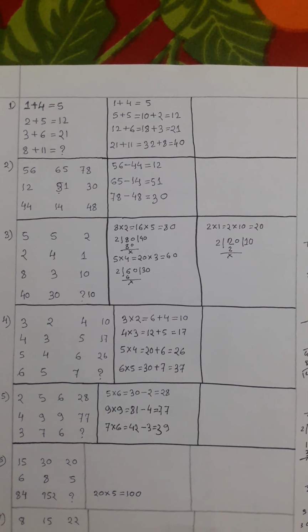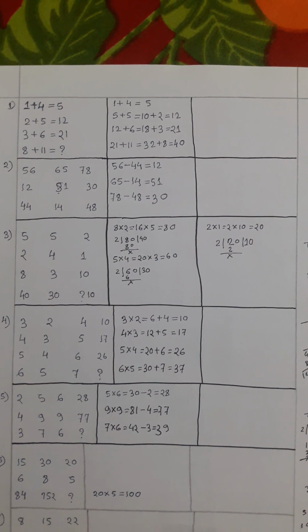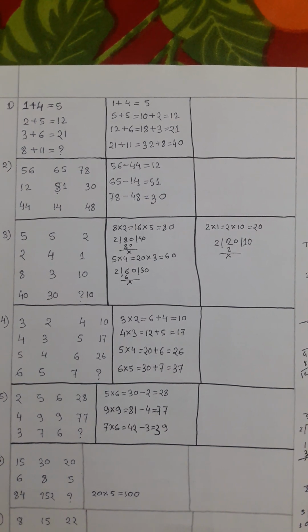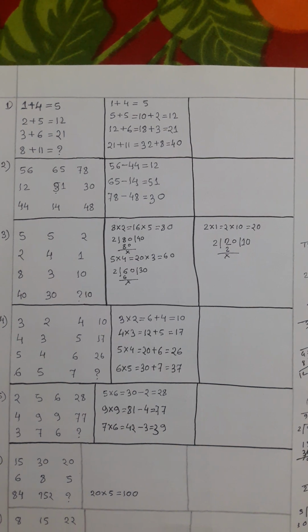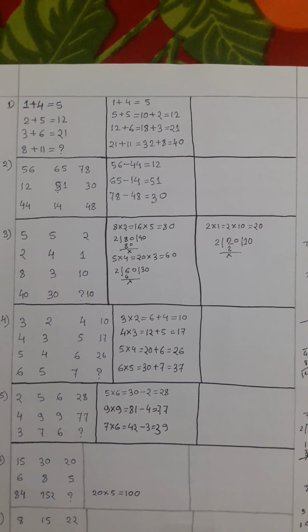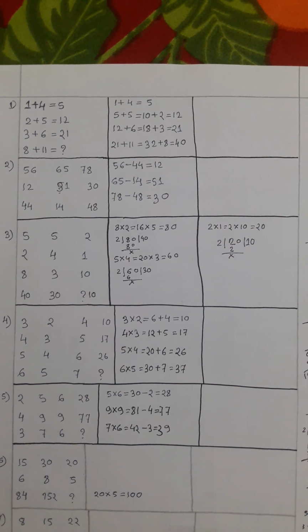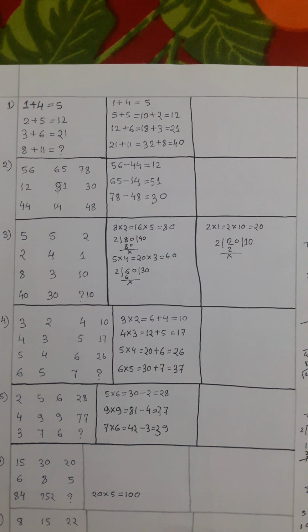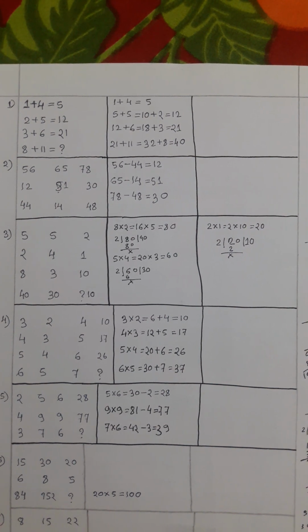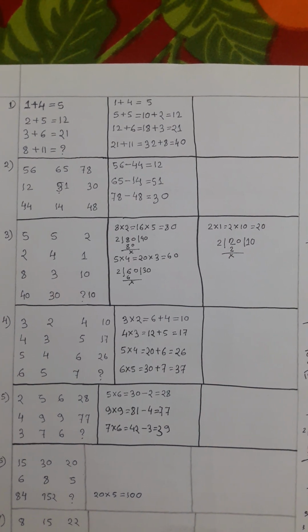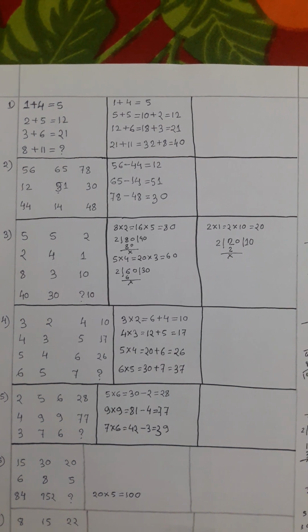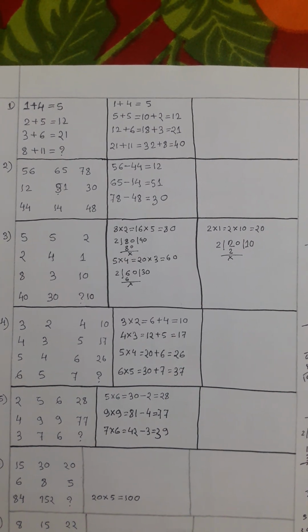So next math, 5, 5, 2, 2, 4, 1, 8, 3, 10, 40, 30, question mark. So how we will solve this? 8 × 2, 16, 16 × 5, 80. So we can divide it 80 by 2. So the answer is 40.